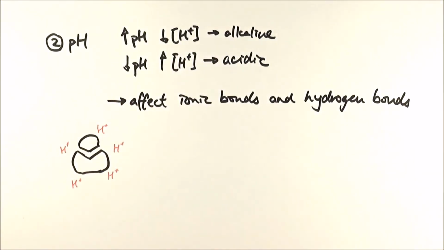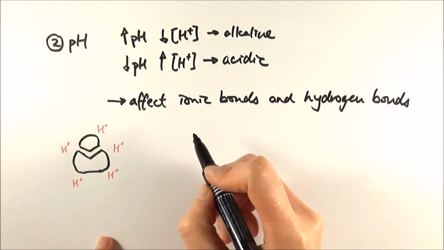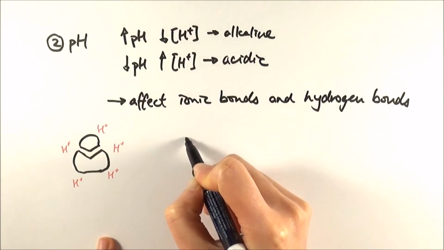And that enzyme is perfectly happy. It will react with the substrate to do whatever chemical reaction it needs to do. However, if we put a lot more protons into the solution, it's going to start changing the structure a little bit, so it might turn into something that looks like this.